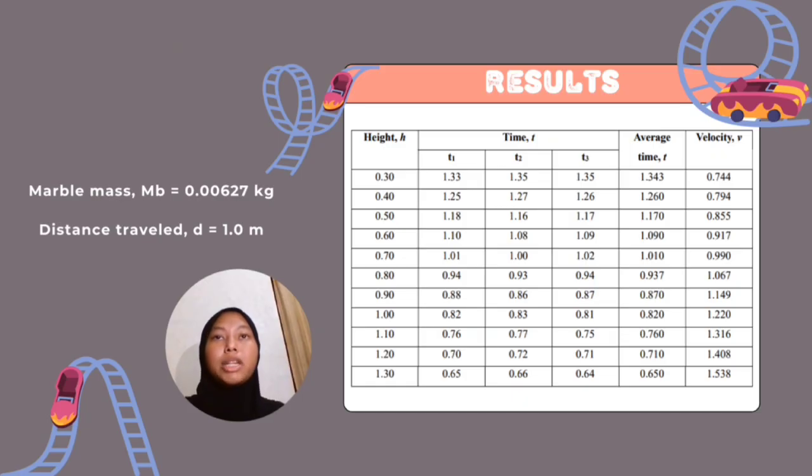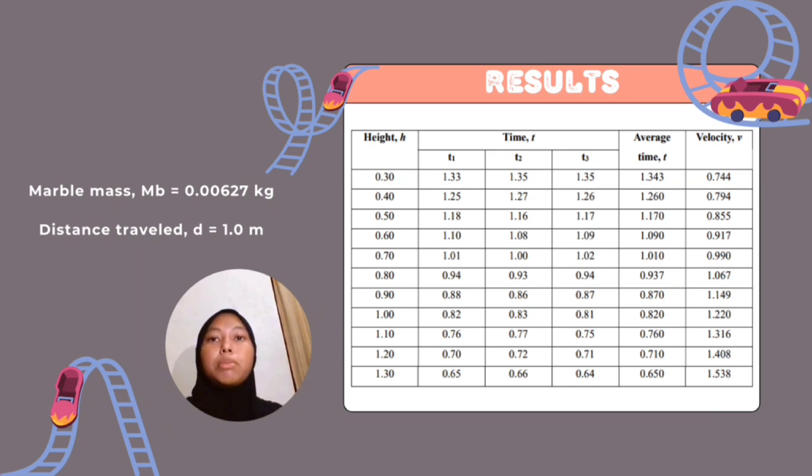Next, I'm going to present about the result. From our data, at a height of 0.03 meters, the velocity was about 0.744 meters per second, but at 1.30 meters, the velocity rose to 1.538 meters per second. This shows that the higher the starting point, like the peak of the roller coaster, the more potential energy is available, and the faster the object moves as it converts the energy into motion.